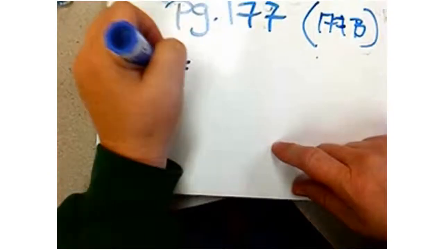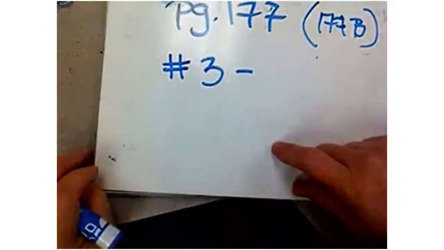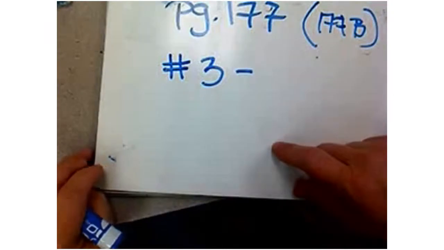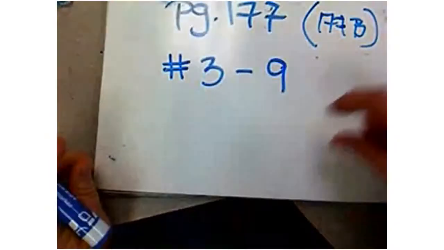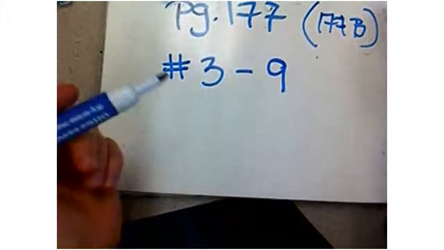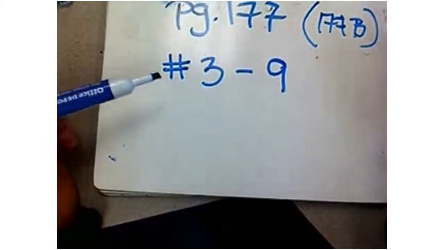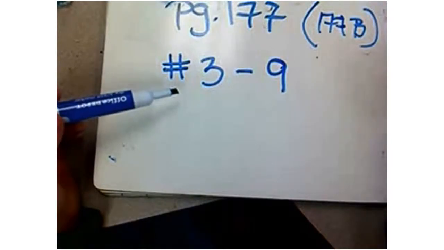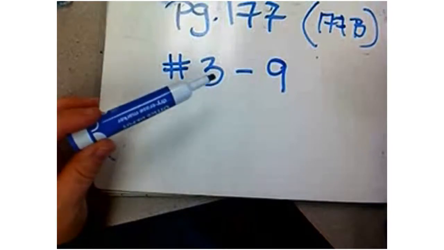I would like you for classwork today, and we're going to go over these tomorrow at the beginning of class, to do number 3 through 9. You have to get them into slope-intercept form. If they're not, you have to identify the slope and the y-intercept, and you have to describe what the graph would look like on each one of these.